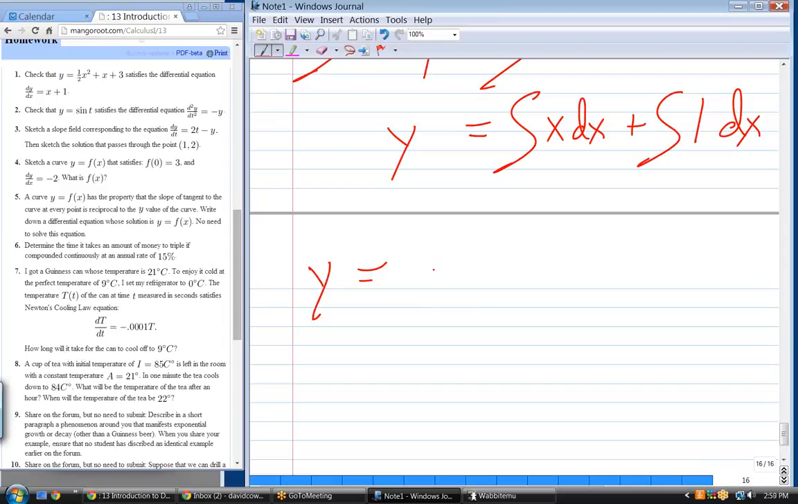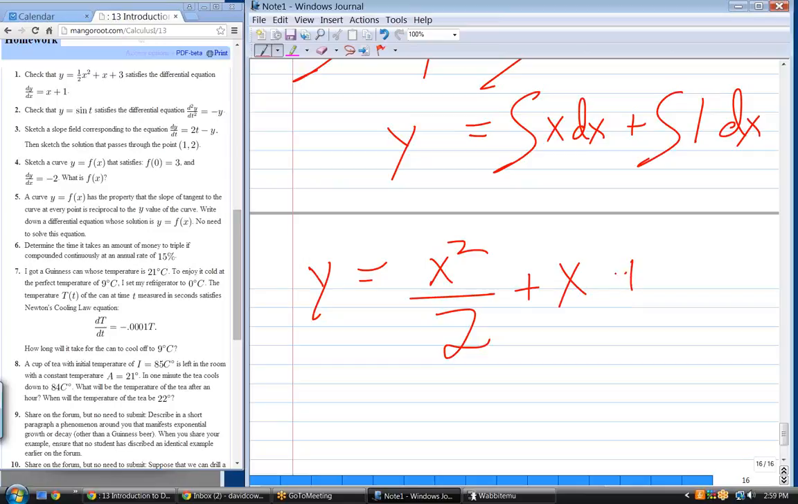It'd be x squared divided by 2. And how about what's the integral of 1 dx? X. Okay. And here's the thing about integration. If I take the derivative of this, I get x plus 1, right?